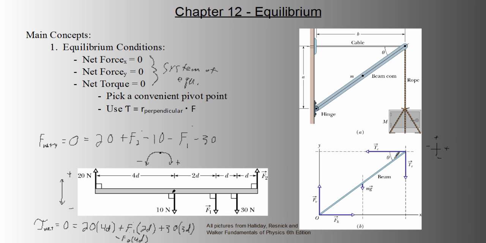And then for your torque, well, it depends on what force you're trying to find. The problem may be asking for Tc. In that case, you probably don't want to pick your pivot point here, because that's going to get rid of Tc in your torque equation. So really you have three options, here, here, or here, and whichever one you pick is going to, again, depend on what the problem's asking.